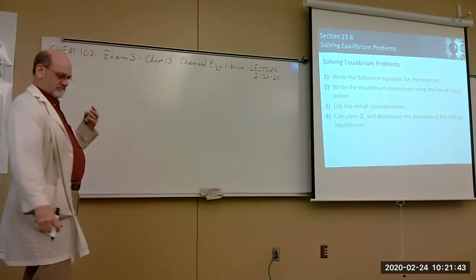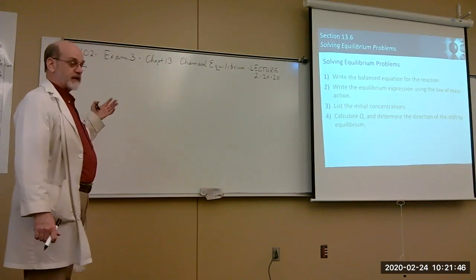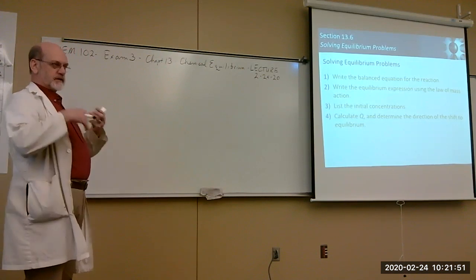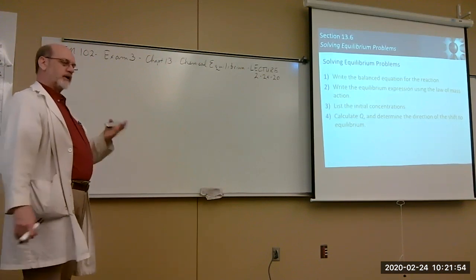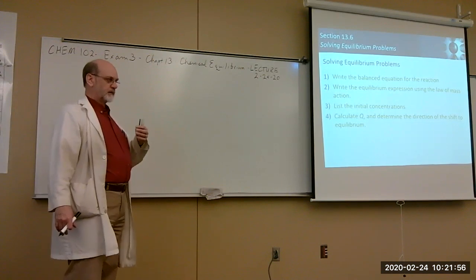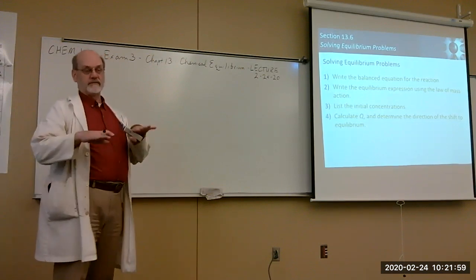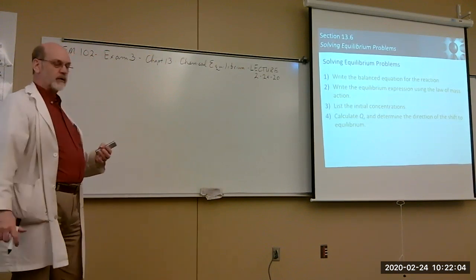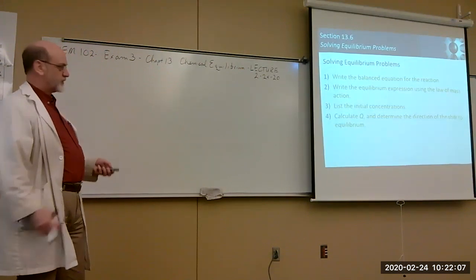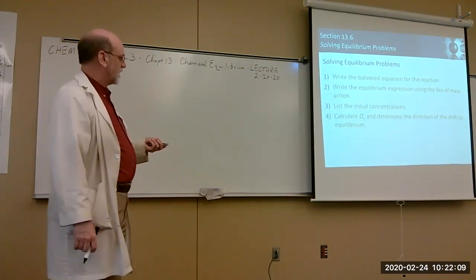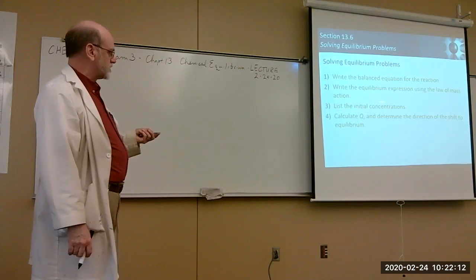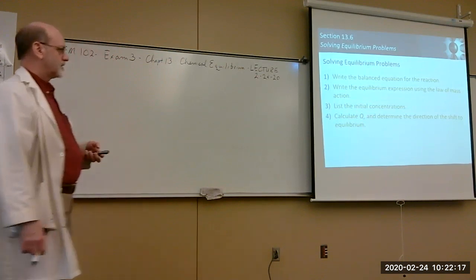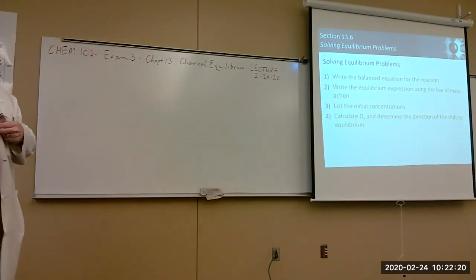And recognizing that it can be used as a Q determination as well. Right? Same expression, just a different starting point. The equilibrium expression is valid for an equilibrium system, but a Q value is valid only for a non-equilibrium system. But they're written the same way. Then you list the initial concentrations, calculate your Q, and determine which direction the reaction is going to go.